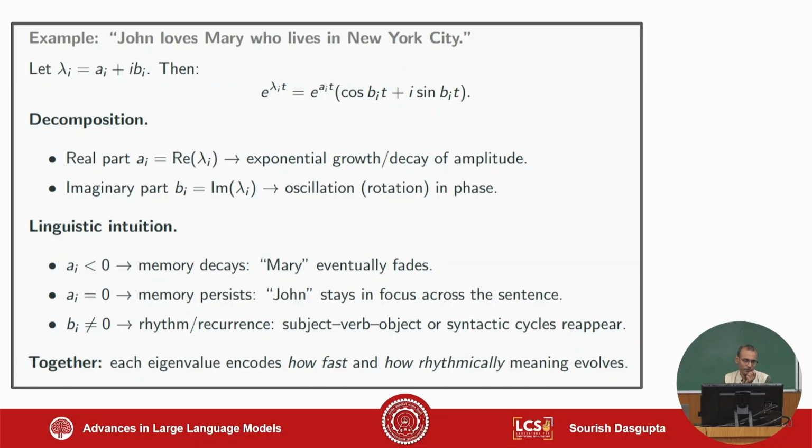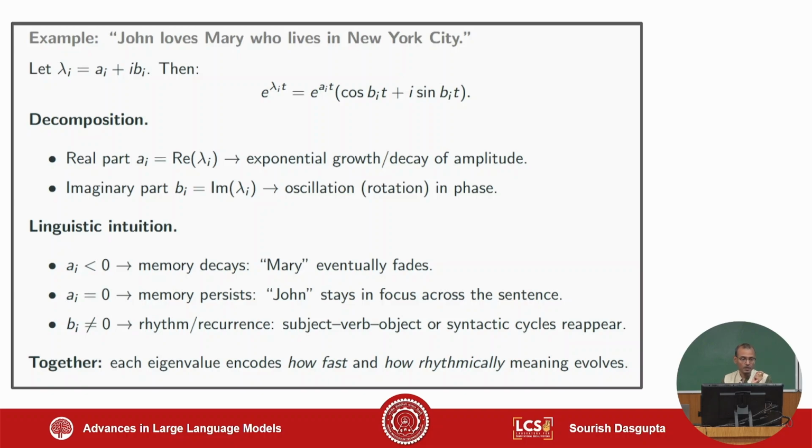If you decompose it, you see there is a real part, which is AI, which tells you the exponential growth or decay of that aspect, of that amplitude. And the imaginary part, which is BI, tells you the oscillation, because it's a sinusoidal curve, right? It's a sine curve, so it tells you whether that aspect recurs over time, comes back over time or not. You can check that from the imaginary part.